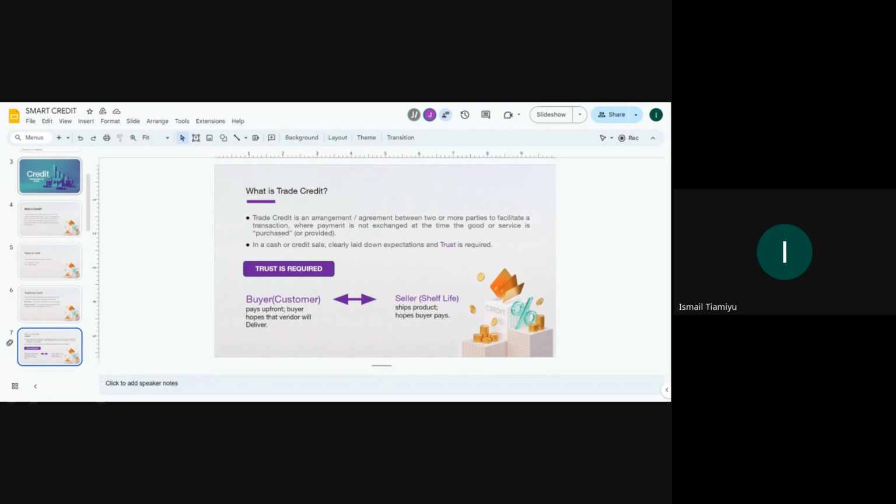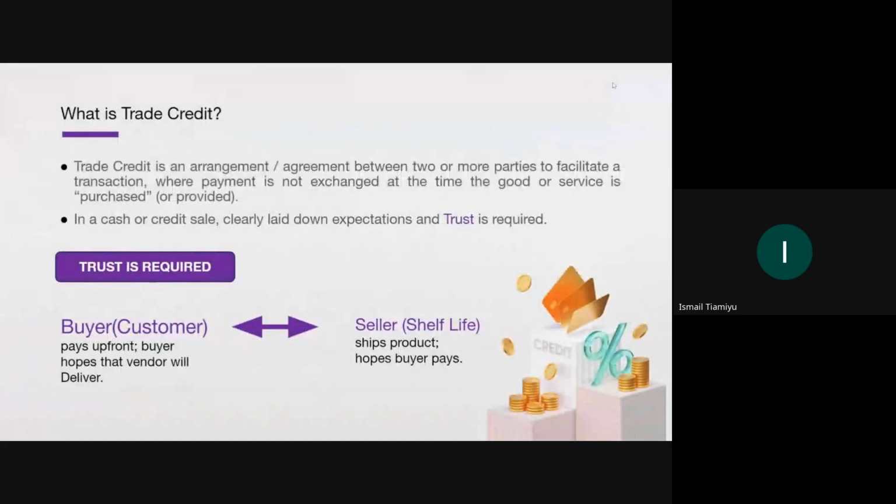So the key ingredient here is trust. That is, the supplier that is giving you the product is trusting that you are going to keep your promise to make the payment that you said you are going to make at that specific future date. So that is trade credit.